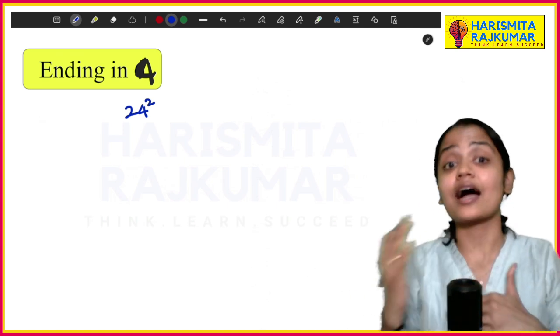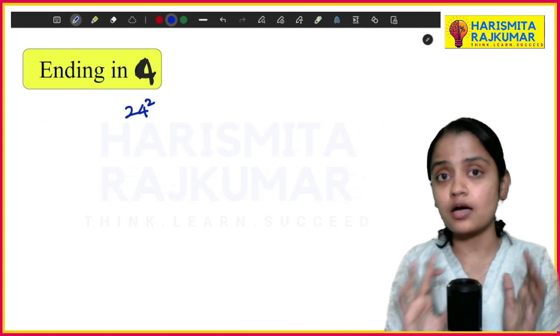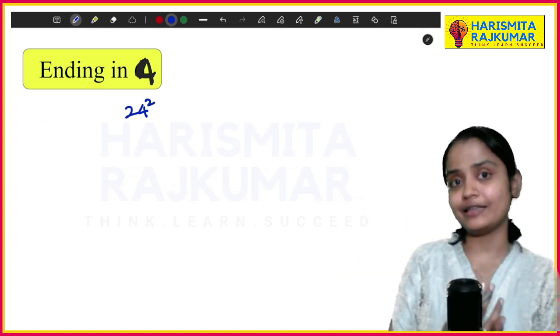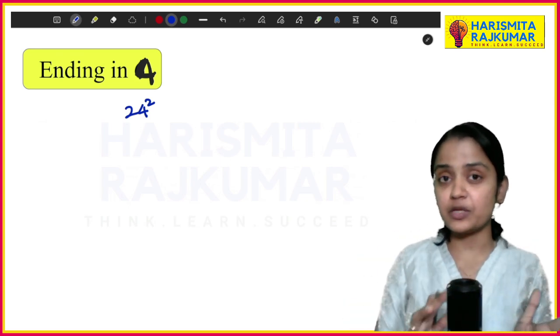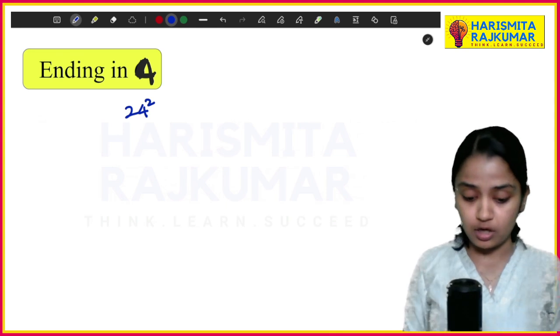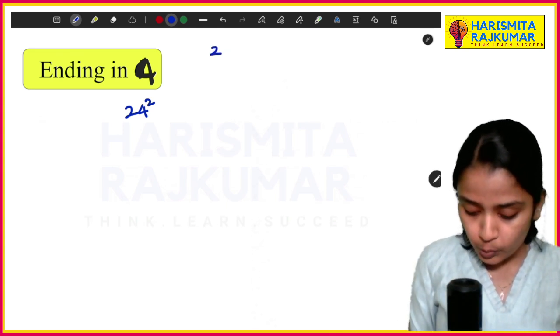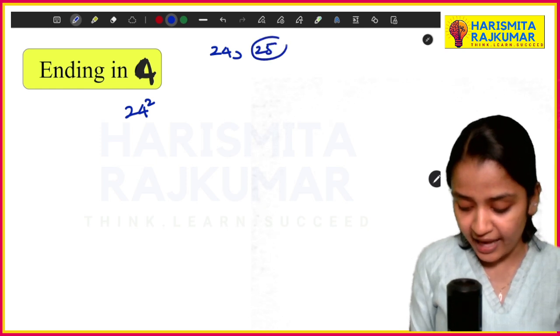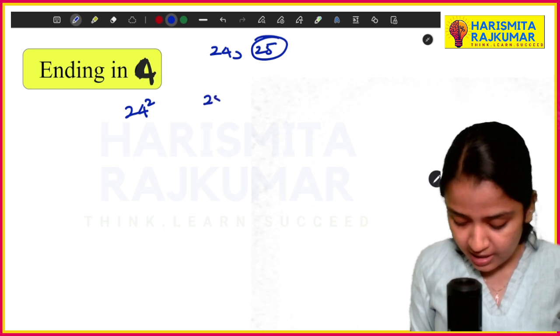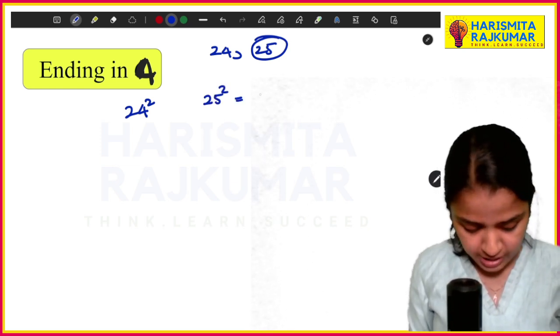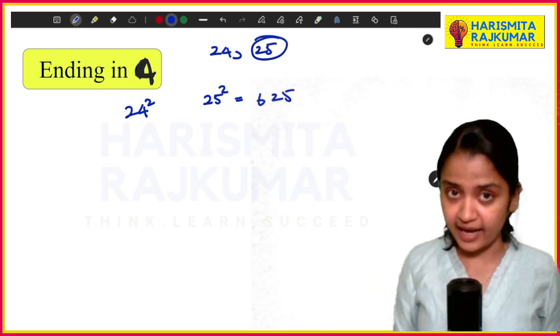I'm taking the successor. Why am I taking the successor? Because 25 square, you'll be able to find it easily. So I'm taking the successor. Here in ending with 6, I have taken the predecessor. So for ending with 4, 24's successor is 25. I have to take the square of the successor, which is nothing but 25 square, which is nothing but 625, right?